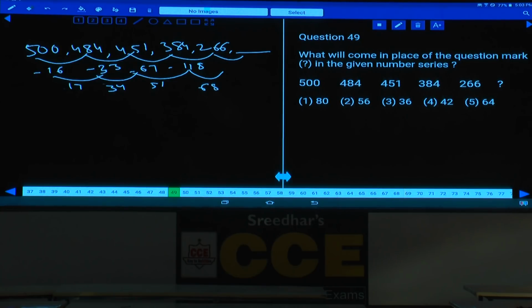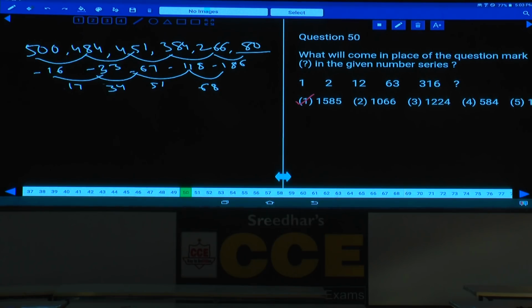And 68 plus 118. Tell me how much should be here? 186. Now if you subtract 186 from this one, what is the answer? 266 minus 186, the number is 80. 80 is given in the choices. Done with this? Now this is about question number 49.